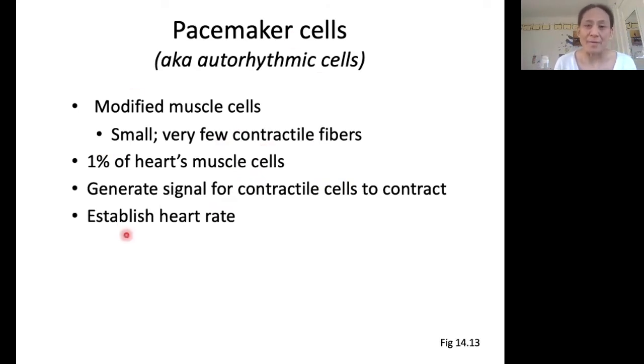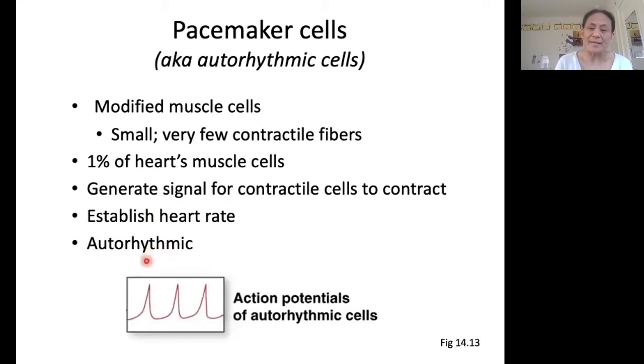These cells establish the heart rate, as we'll talk about a little bit later. And they're autorhythmic. Looking at the word roots, they generate their own rhythm. What does that mean? Basically, they can generate their own action potentials without outside input from, say, the nervous system. Those action potentials happen regularly in a rhythmic fashion.